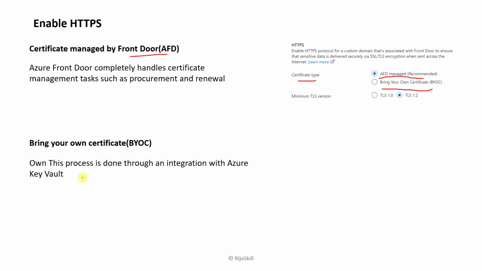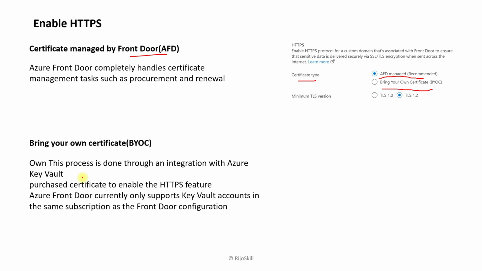So now you understand what HTTPS is and how we can enable it. There are two supported services: an Azure managed certificate and one for bring your own certificate. So next we will go for purchasing the certificate to enable the HTTPS feature.